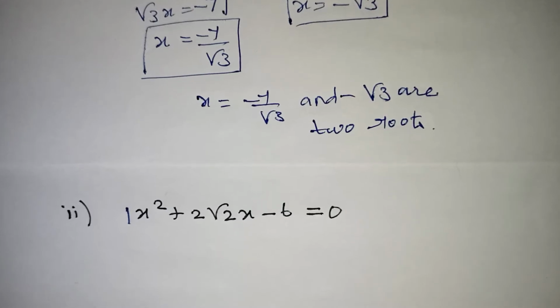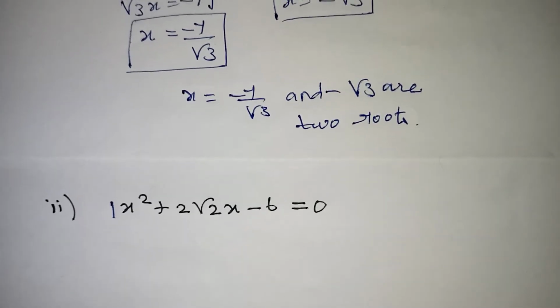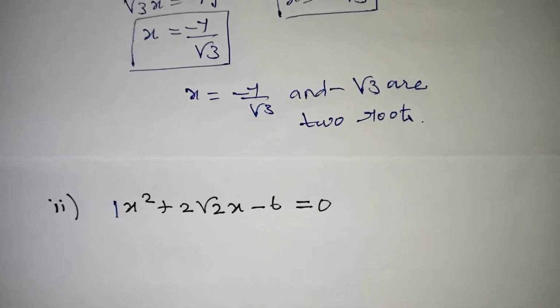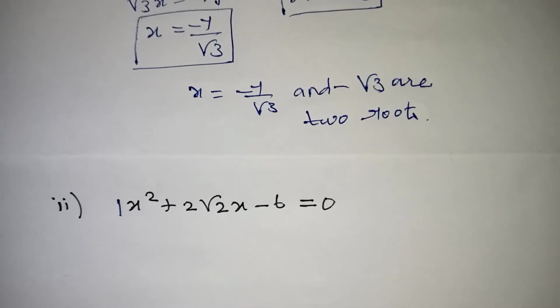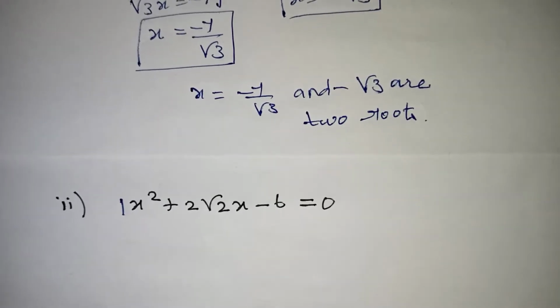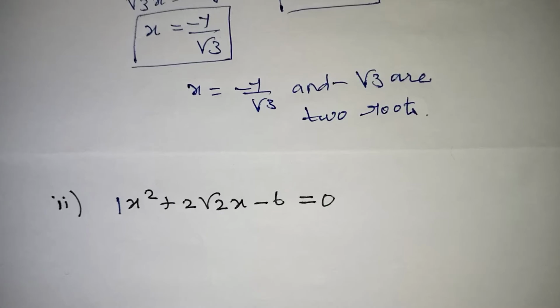Now look at the next question. Here the root number is given as a middle term. In the first sum they have given the root value at the ends. Here the root value is given in the middle term. Let's see how to solve this.